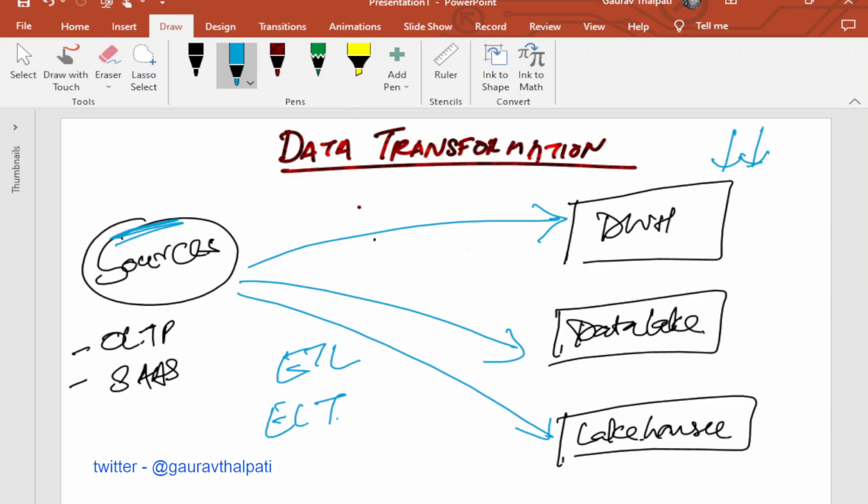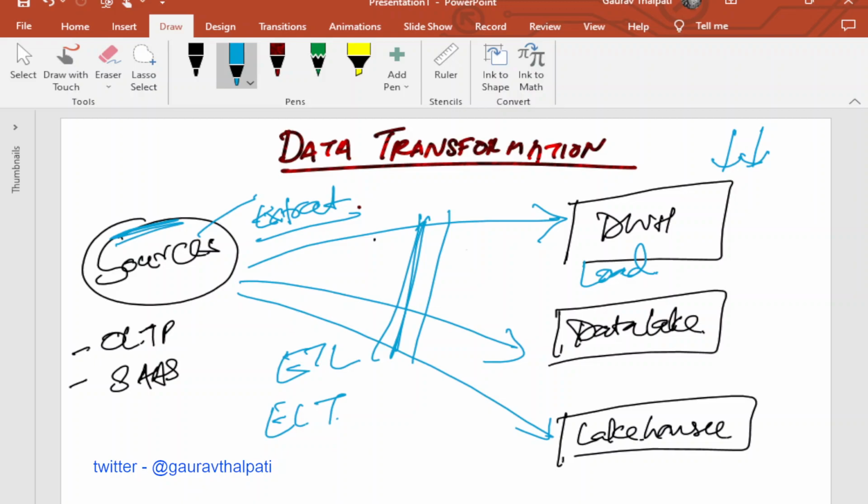So what is ETL? What does this stand for? It's extract, transform, and load. You extract the data from your source systems, then this is the place where you transform the data, and finally you load it into the target systems. So it's basically extract, transform, and load.